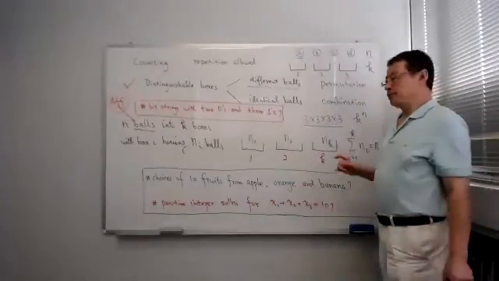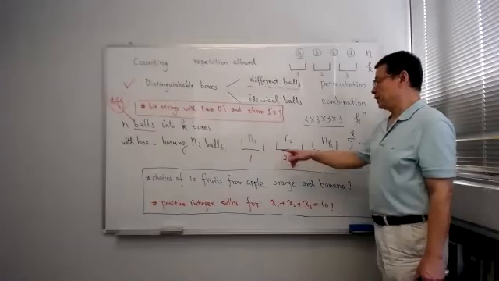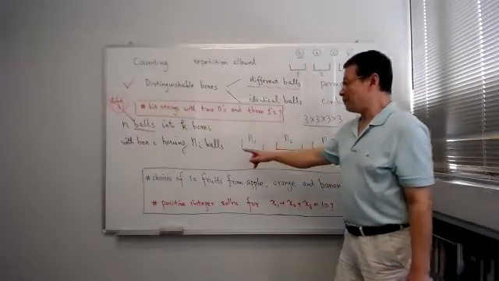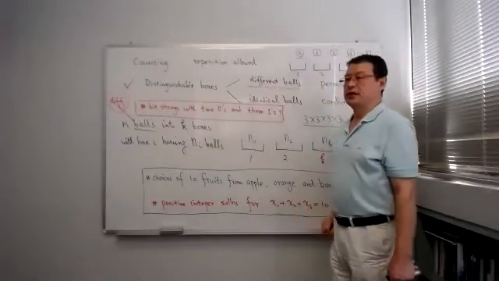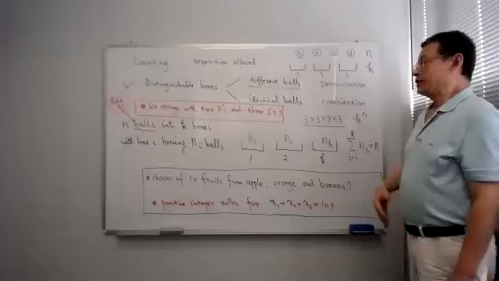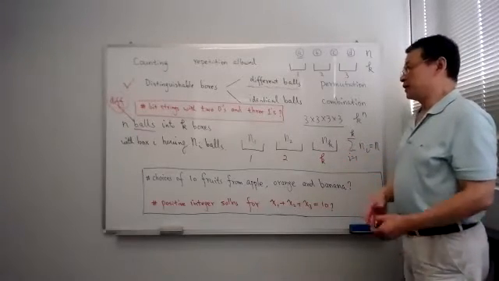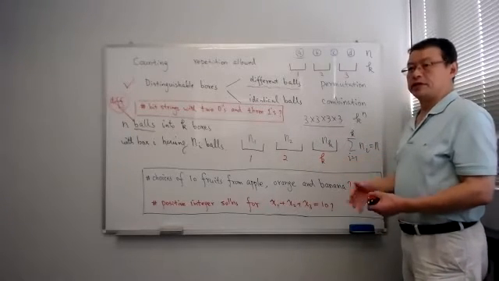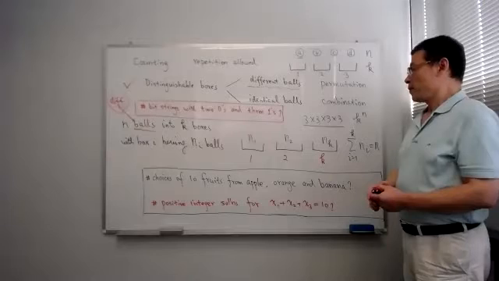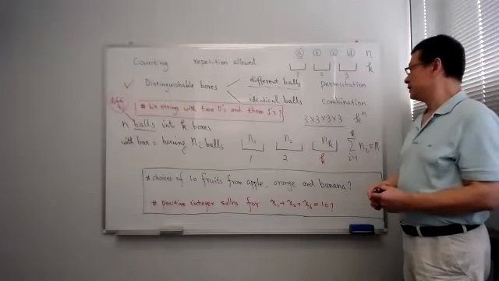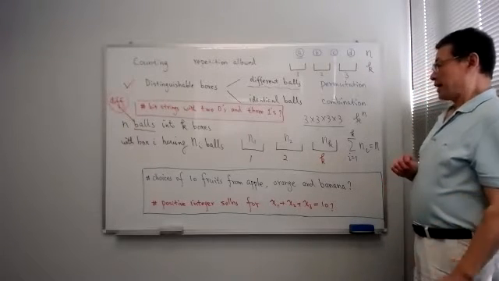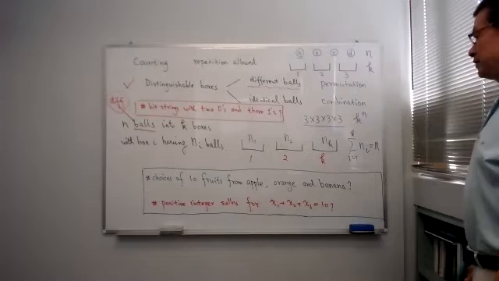All right. So we want to put n balls into k boxes, where box i contains ni balls. So what's the total number of different arrangements of this?